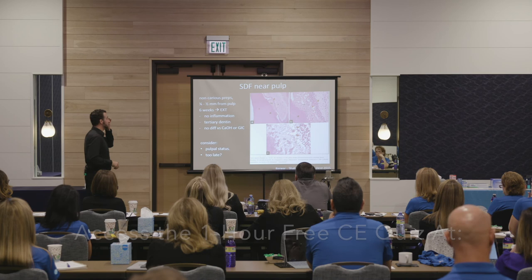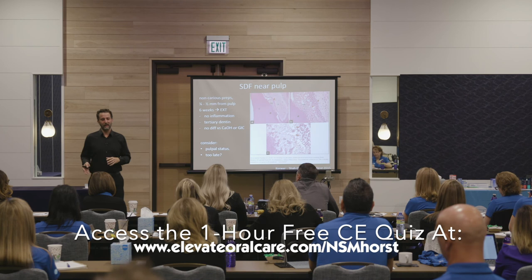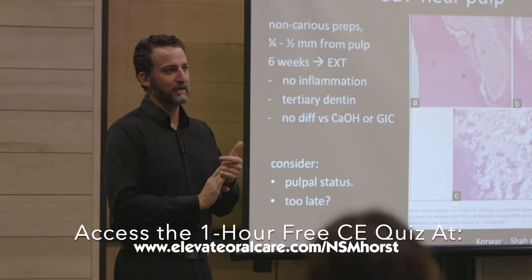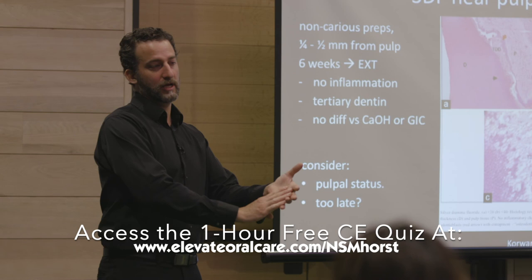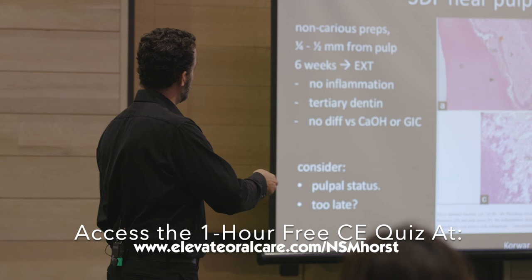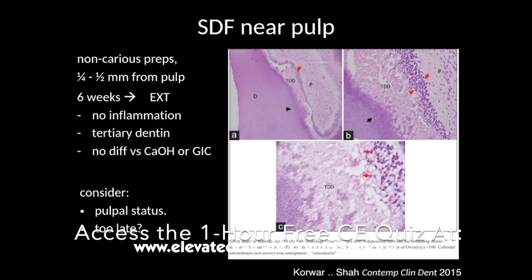Okay. So we got some questions about using silver fluoride near the pulp. There have been studies about the safety and effect on the pulp of silver fluoride. When you take a tooth that doesn't have a cavity, you make a cavity that's half a millimeter to a quarter millimeter from the pulp. You put nothing on, you put calcium hydroxide on, you put glass ionomer on, or you put silver fluoride on. And overall, those three materials all had minimal effect on the pulp after 6 weeks. When they took the tooth out, sectioned it, and looked at the pulp, they got tertiary dentin formation. There were no micro abscesses. So these studies have been done.